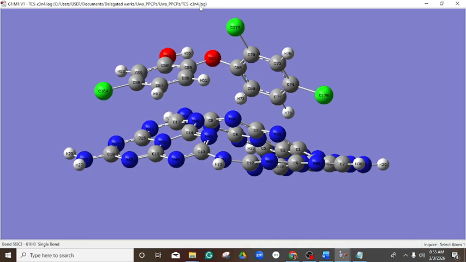You have to understand the concept of your study first off. The concept of this study is to adsorb this drug called TCS on this surface. This surface is called graphitic carbon nitride. So we are adsorbing a drug on this surface. We are trying to study the efficacy or the efficiency of graphitic carbon nitride in the adsorption of TCS.